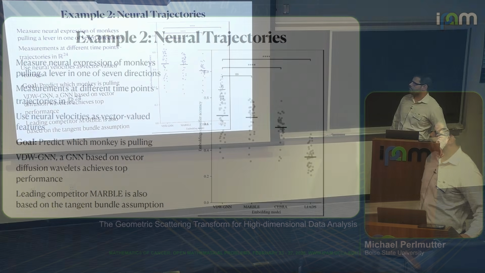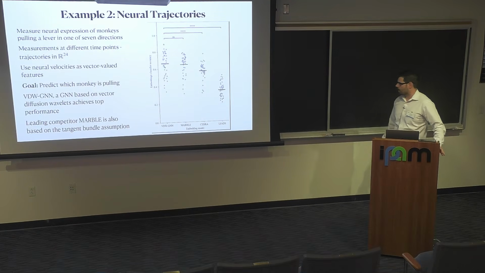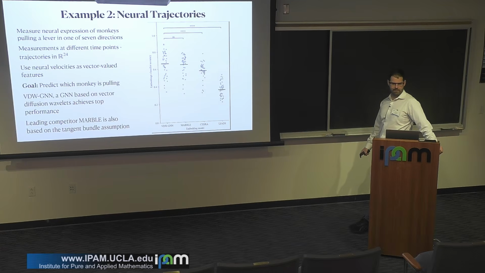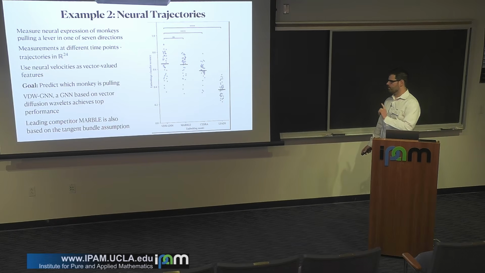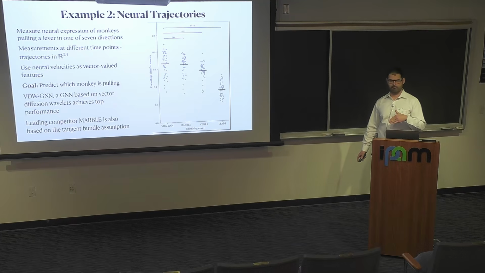We slightly beat the competition by a non-statistically significant amount, but there's 2 things worth noting. 1, we're faster, and 2, the leading competitor, MARBLE, is also based on modeling the data as lying in the tangent bundle of a compact Riemannian manifold. So perhaps all models are wrong, but some are useful.